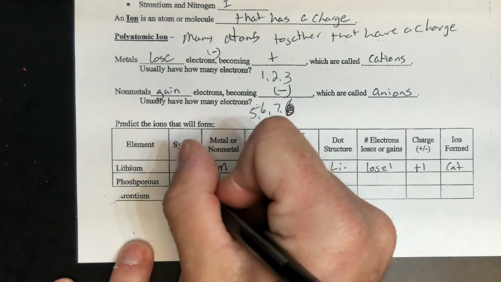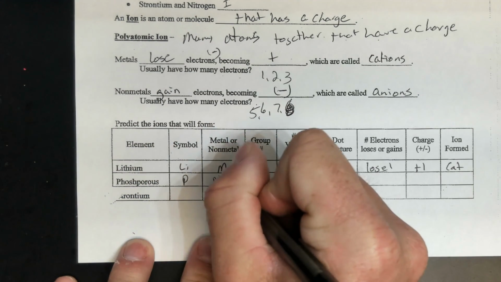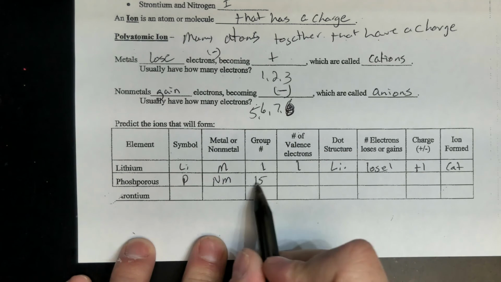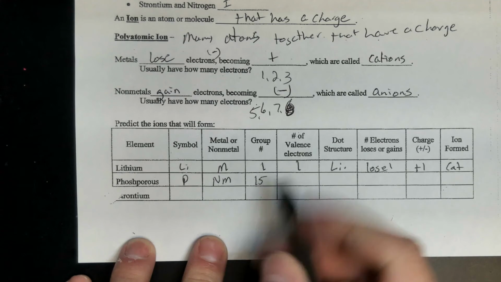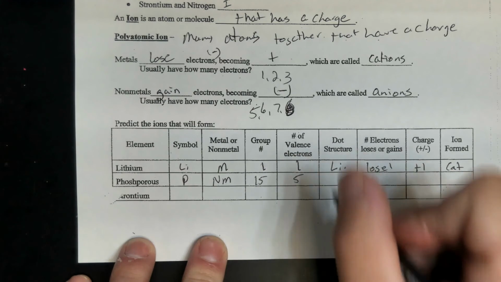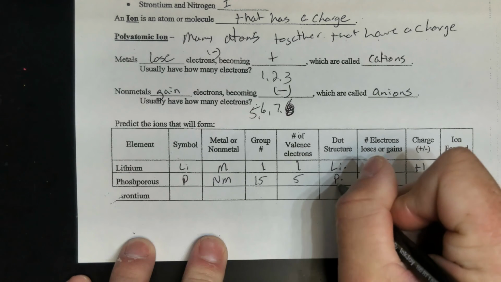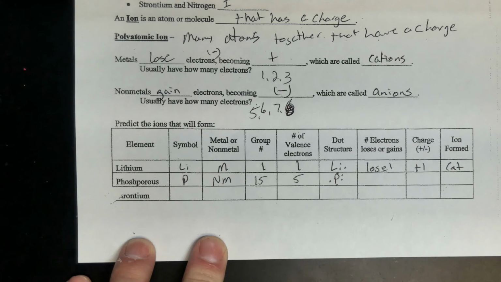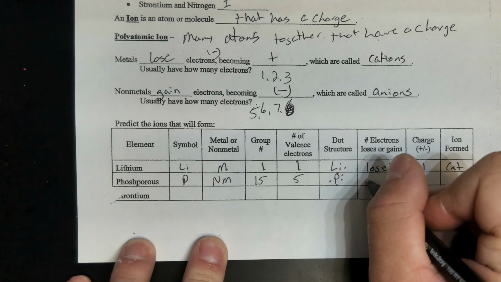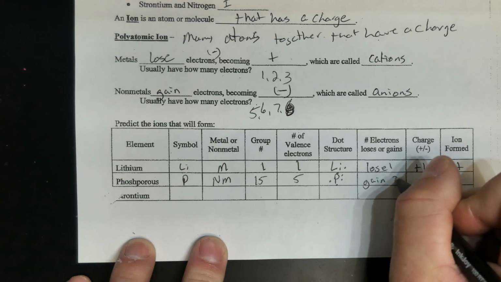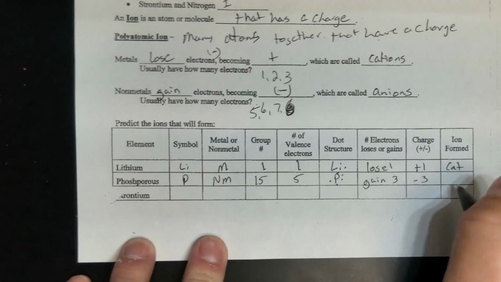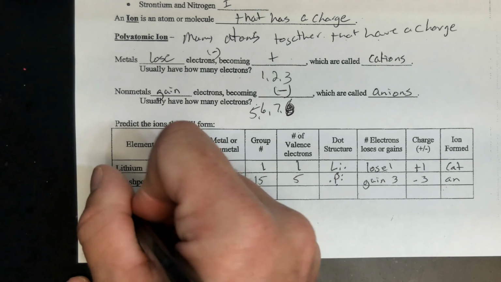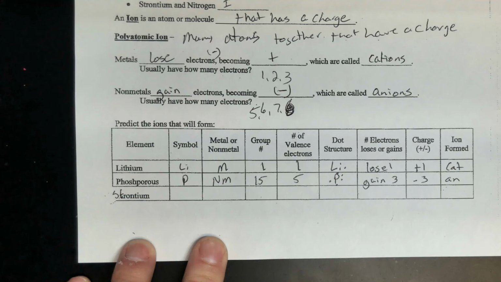Phosphorus, its symbol is P. It's a non-metal. It's in group number 15. Remember, we're going to subtract 10 from that to figure out valence electrons. So it's going to have 5 valence electrons. Its dot structure is going to be like that. It's going to gain 3 to get to 8, and it's going to become negative 3, and it's going to be an anion.